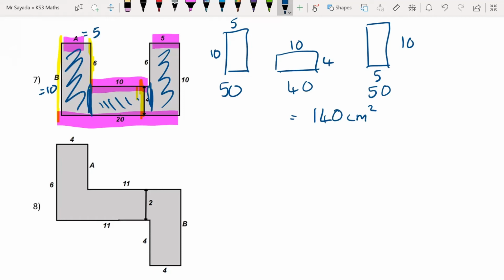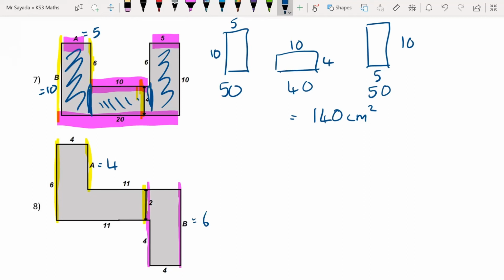And finally, the last one. We firstly find out the missing lengths. Let's look at the A first. If this is 6 and this is 2, that means A must be the leftover 4. Let's work out B, and let's do that in pink. B is this, which must be the sum of this and this. So B must be 4 plus 2, which is 6.